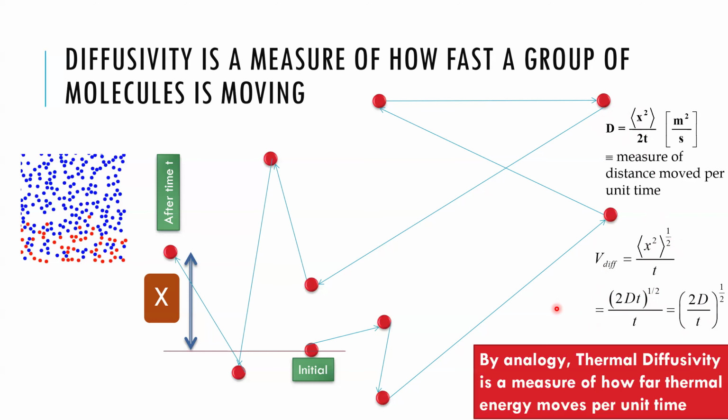By analogy, here we just talked about diffusivity as a measure of distance some mass moved. By analogy, thermal diffusivity, which is also meter square per second, is a measure of how far thermal energy moves per unit time. You can think of how far the thermal front moves per unit time.